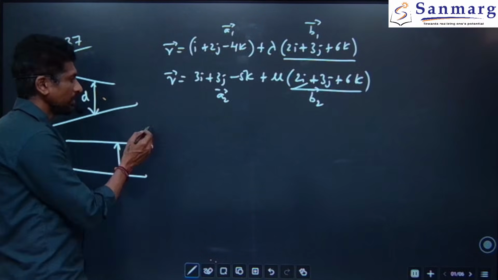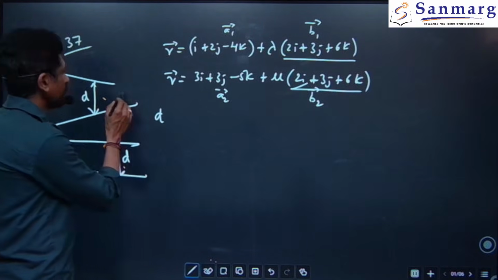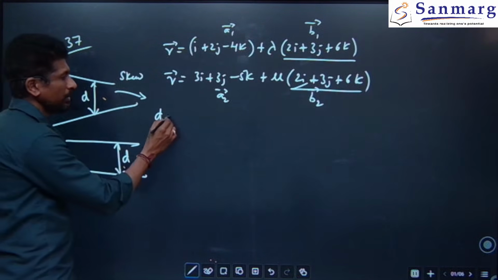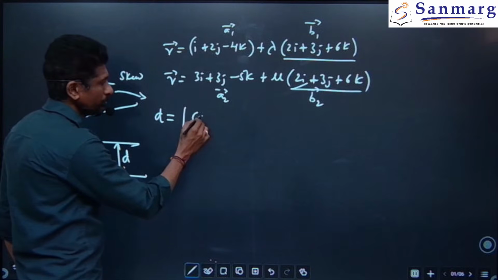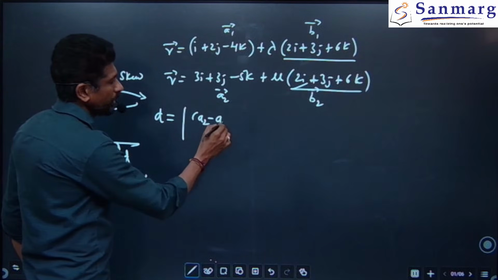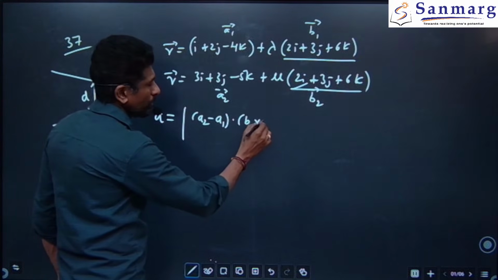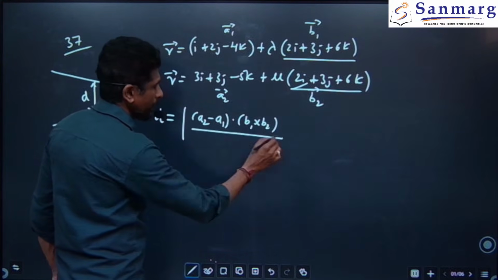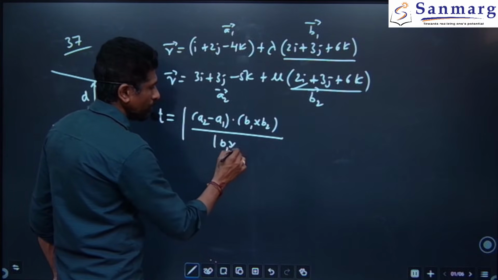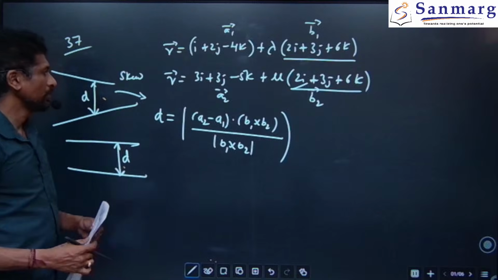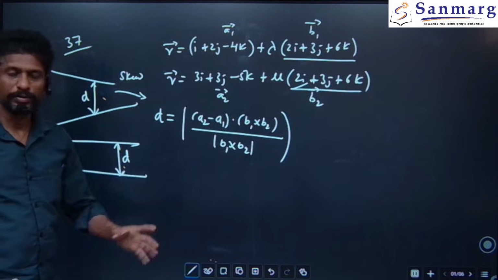So this formula is different, and that formula is different. The distance between two skew lines has a different formula. That d becomes modulus of a2 minus a1 dot b1 cross b2, divided by modulus of b1 cross b2. So this is the distance between two skew lines.